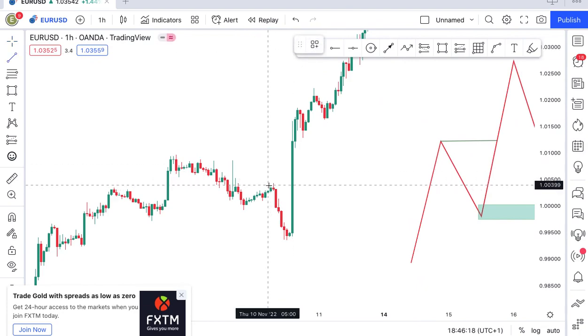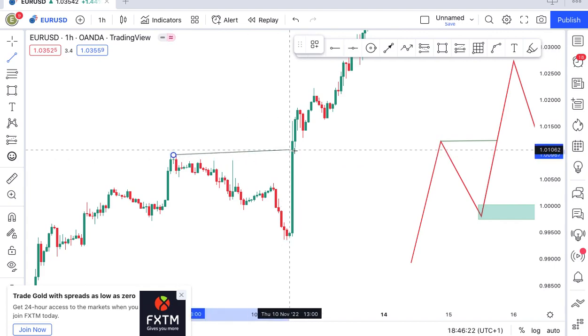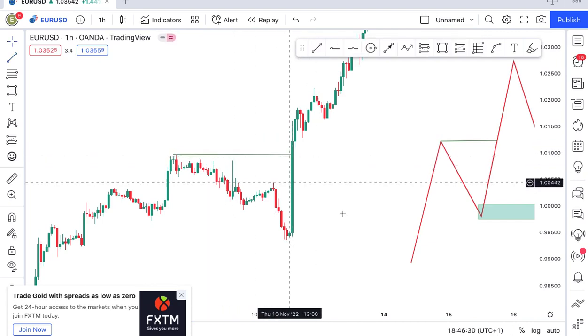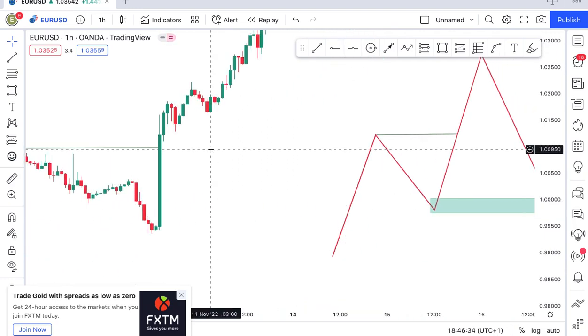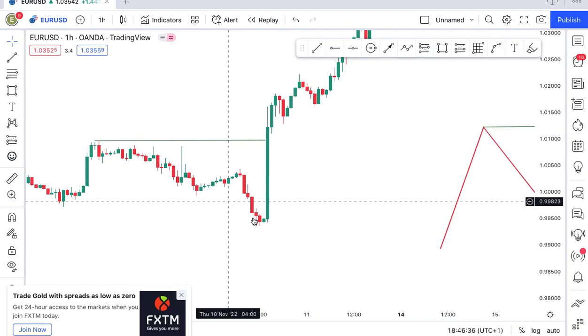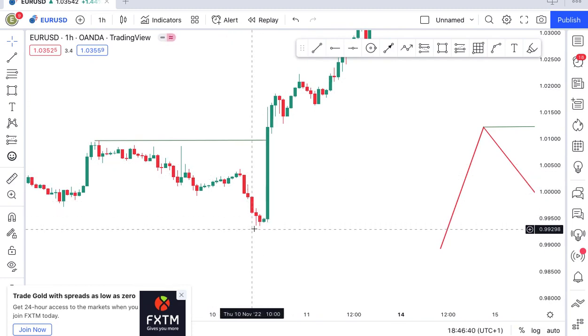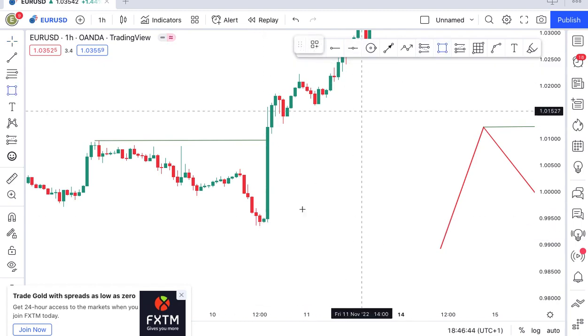So here, this is a minor break of structure, and this is a major break of structure, right? So this is where the real break of structure is. We talked about market structure earlier. So this is where we broke structure. You said the last bearish candle before the upward movement that broke structure. Here, where is the last bearish candle? It's this red one, right? So this is our order block.